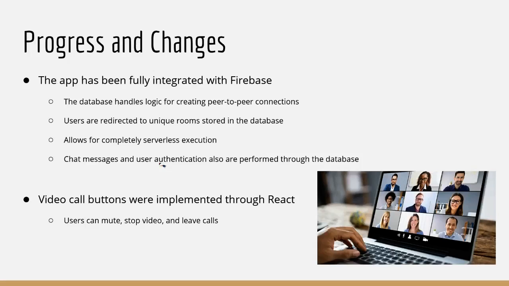With these sprint objectives in mind, we were actually very happy with the progress that we made this sprint, as we were able to fully integrate the app with a Firebase database. This entails that the database will be able to handle logic for creating peer-to-peer connections. Users are now redirected to the unique rooms based off of the meeting links that are generated upon visiting the website. And all of the app is now completely serverless in its execution.